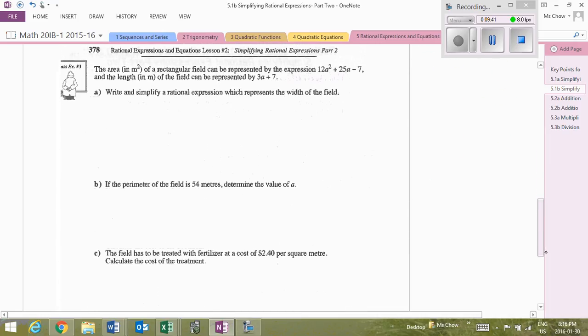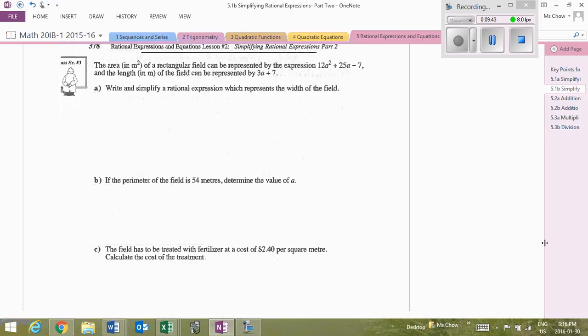So let's take a look at this problem. The area of a rectangular field can be represented by that expression, and the length of the field can be represented by this. So to find width, of course, we know then that area is equal to length times width, or of course that width can be found by taking area and dividing by length. So take a moment and work through A, B, and C, and we'll come back in a moment. So just hit pause.